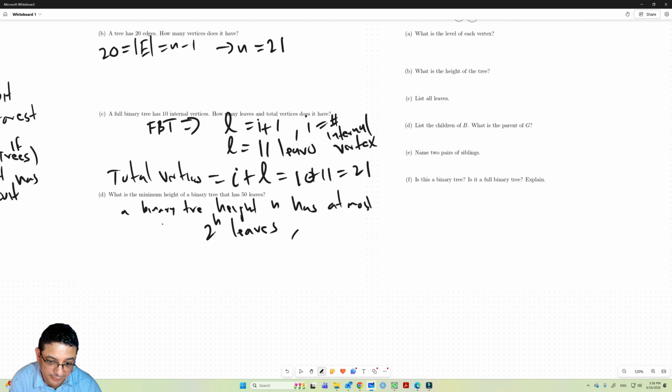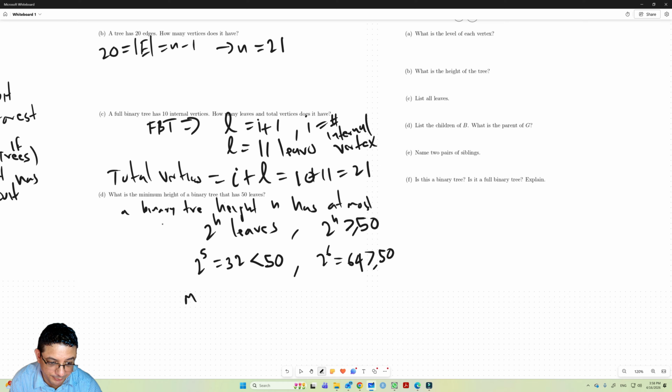So we need that 2 to the h is bigger than 50, since that's going to be the number of leaves that we know that we have. So in this case, notice that 2 to the 5 is 32, which is less than 50, right? But we need bigger than that. So 2 to the 6 now is 64, and that is bigger than 50. So that's going to be the answer here.